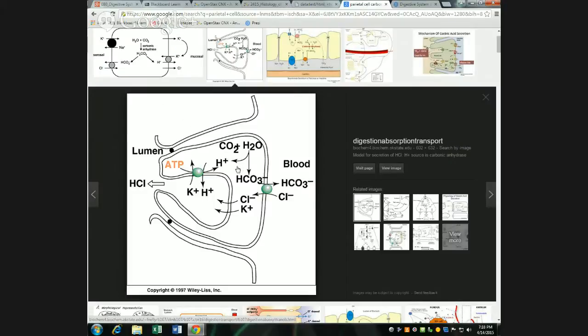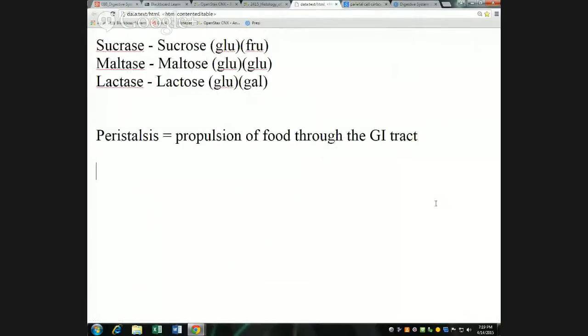Now, what's going on in this cell is carbon dioxide and water are being combined into carbonic acid, which is not actually represented in this picture. Instead, it goes directly to showing hydrogen ions and bicarbonate ions. Okay? I talked about the carbonic acid reaction last week a little bit, and let me just remind you of that more completely.